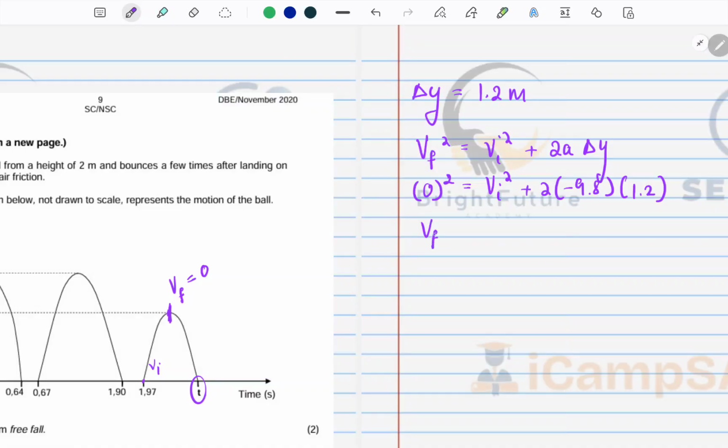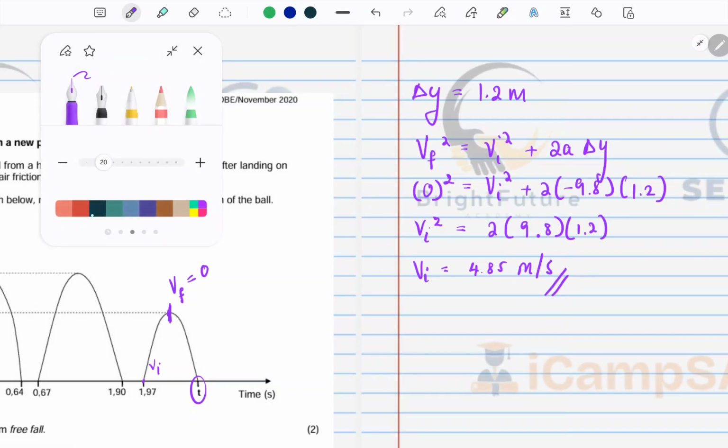Then from here, you're going to have your VI. So your VI squared is equal to this. You can punch it into your calculator and see what you get. Actually, this is going to become positive, positive 9.8. And then VI is what? From my answer, I'm getting 4.85 meters per second. This is what I have for my answer.